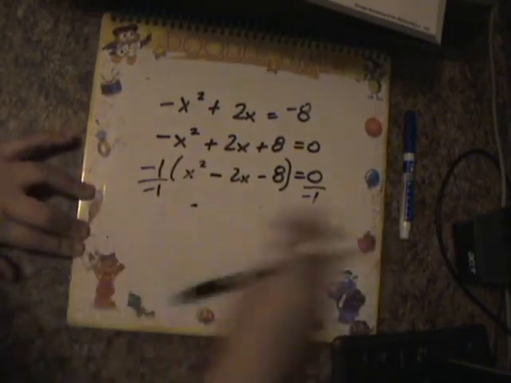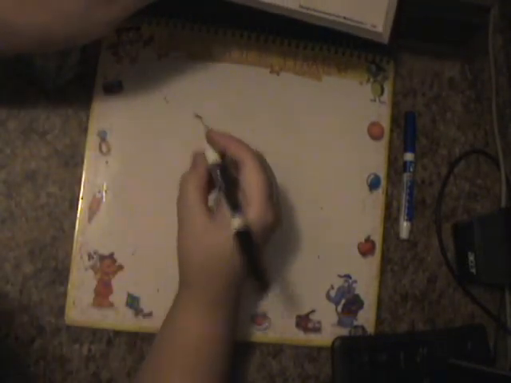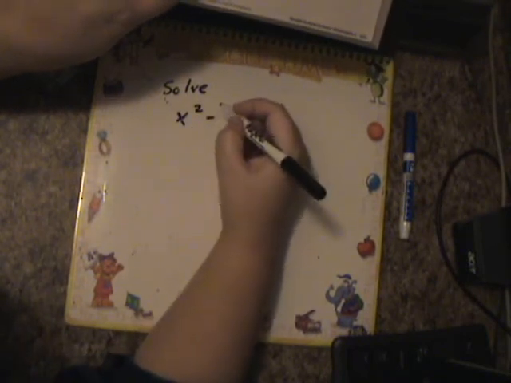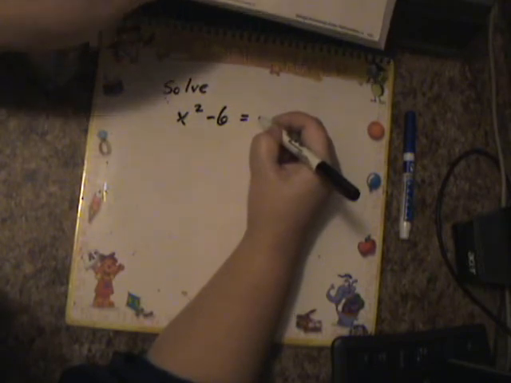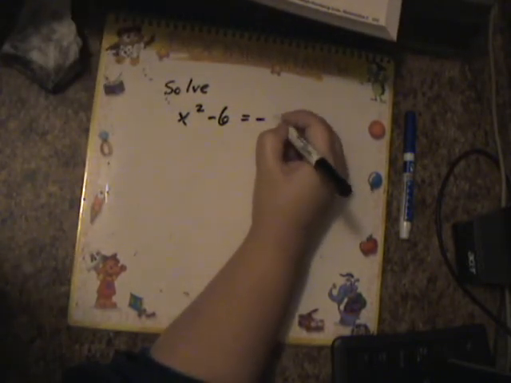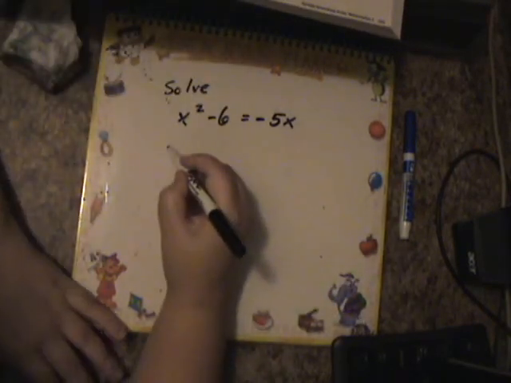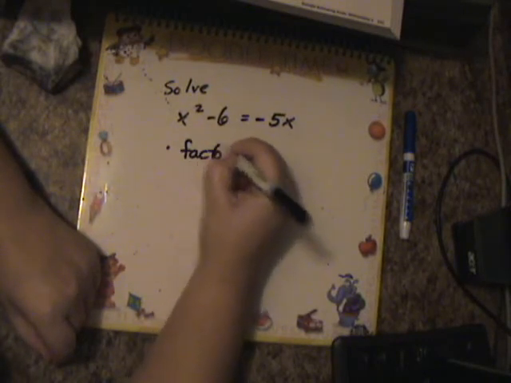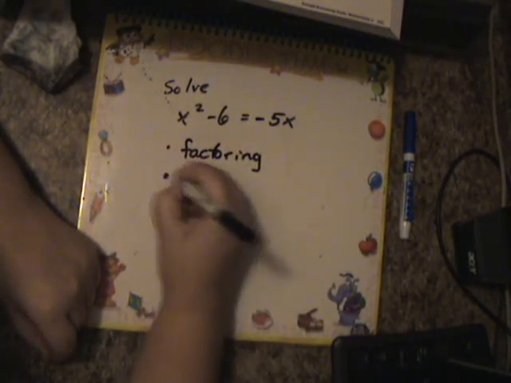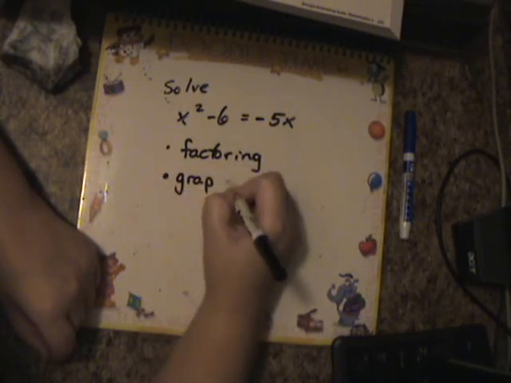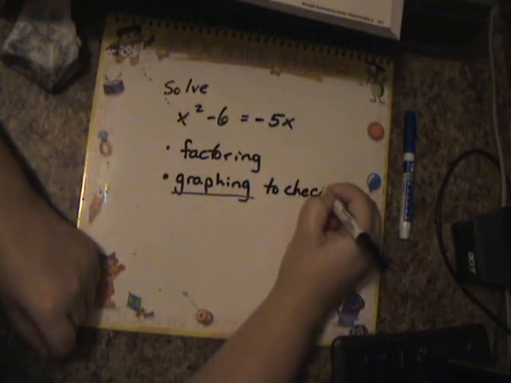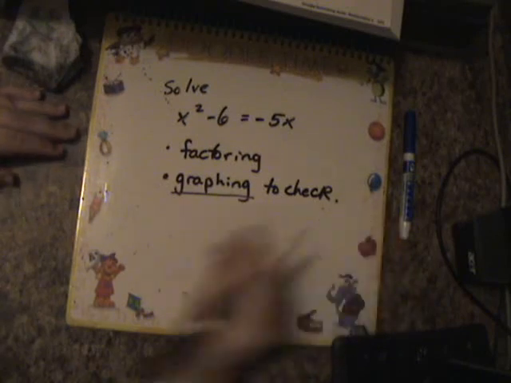Now, let's try one on your own. You can pause now if you like and work this problem. It says, solve x squared minus 6 equals -5x. And I want you to do it 2 ways. Okay, first do it by factoring. And then try graphing. And make sure, the idea is to use graphing to check. So pause now and try it and see what you get.